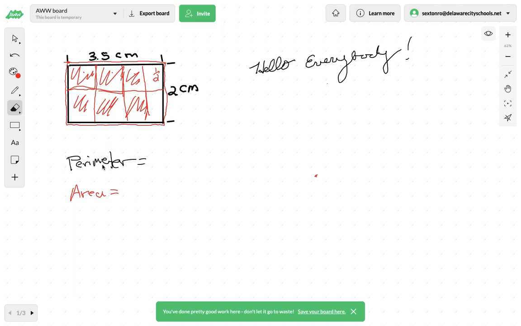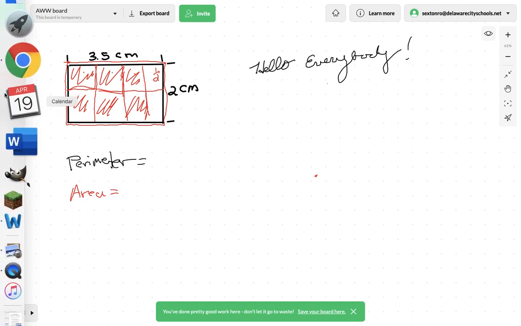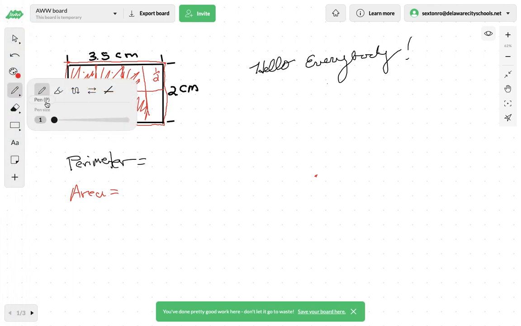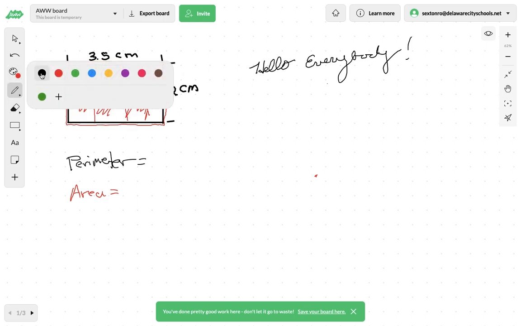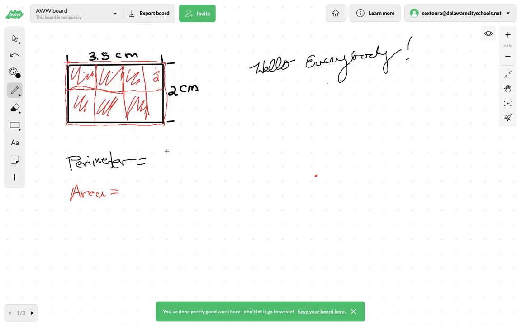Okay, let's start with perimeter. If I'm going to find the perimeter, that means I'm going to start here and go across here, and that is going to be a distance of 3.5 centimeters. So I've got 3.5 centimeters plus. Now from here, I'm going to go down this side. That's 2 centimeters.